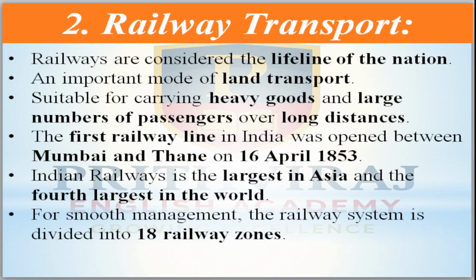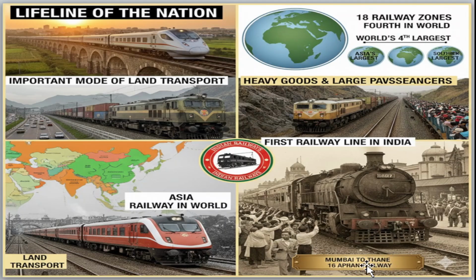Now come to the next, railways, the second main mode of transportation. Railways are considered the lifeline of the nation, and it is a very important mode of land transportation. It is suitable for carrying heavy goods and a large number of passengers over long distances. The first railway line started from Mumbai to Thane on 16th April 1853. It got started. Okay.